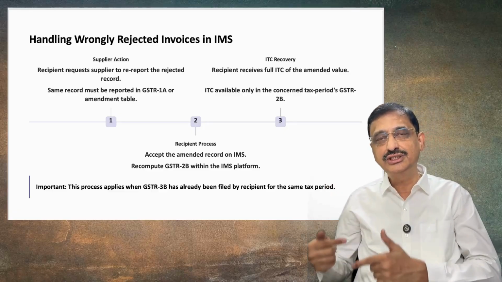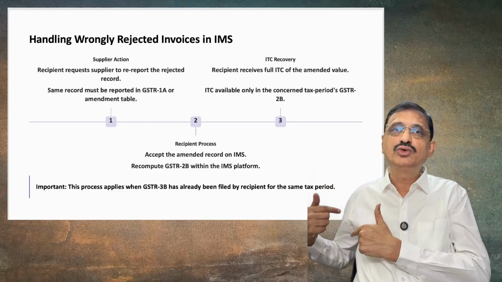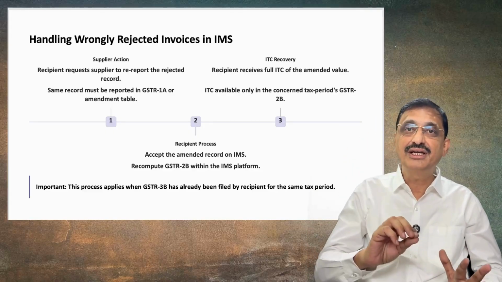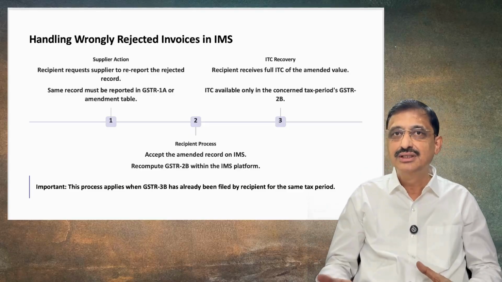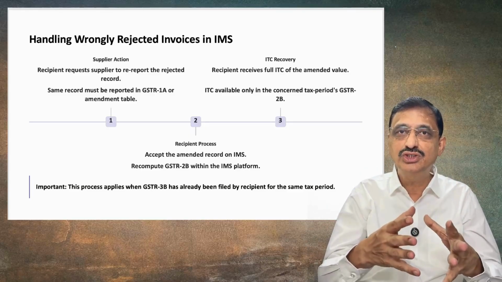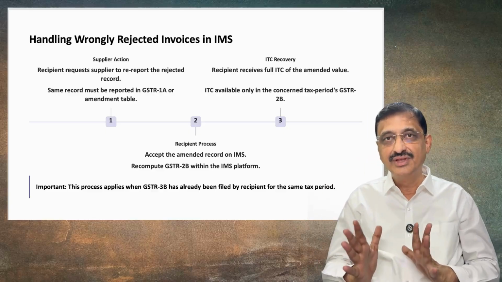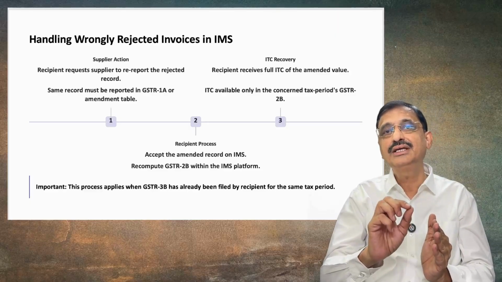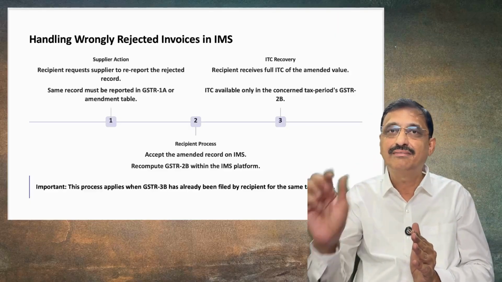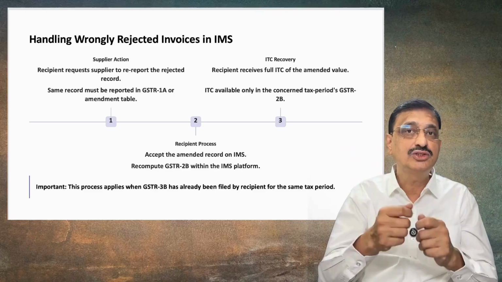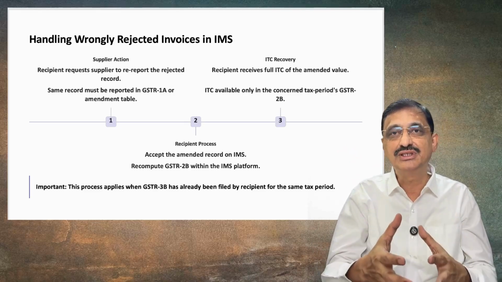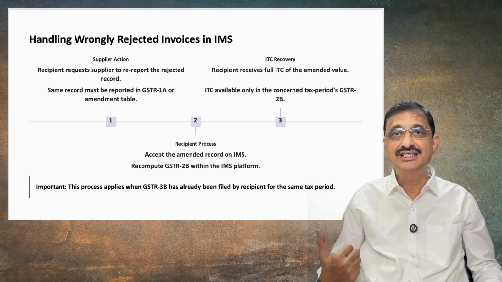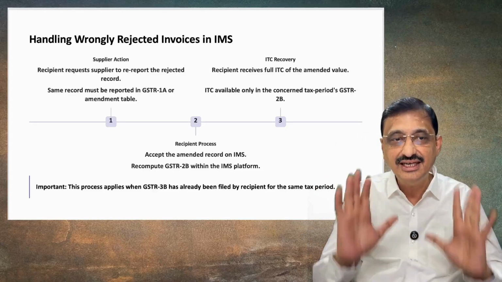It will flow into his GSTR 2B and thereafter into his GSTR 3B, but not in the current period, but in the next month, because the recipient has rejected the original invoice and already furnished the 3B. So in that period, he will not be able to get the credit, but he will be getting the credit in the subsequent month. In the subsequent month, he has to accept it in his invoice management system. Thereby, that ITC will get populated in his GSTR 3B and he will be able to take the credit.